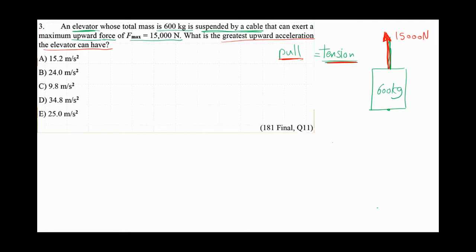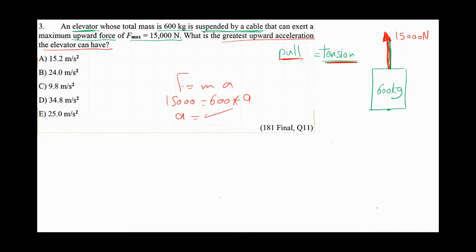How to calculate the acceleration of the elevator here? Maybe you will say the force equals mass times acceleration. The force is 15,000 equals mass, which is 600 kilogram, times acceleration. Then you will get the acceleration, whatever. But if you do that, then you forget something. What did you forget? The value of what? الوايت.